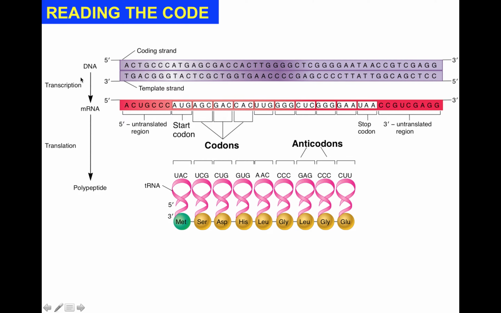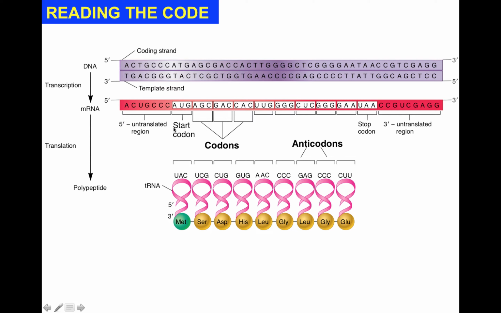How do we read the genetic code? Well, if we take our central dogma of DNA makes RNA makes a polypeptide or protein, we start out with our DNA that produces an mRNA through the process of transcription. A messenger RNA molecule has a 5' untranslated region and a 3' untranslated region, and in between it contains nucleotides that encode amino acids, or the translated portion.